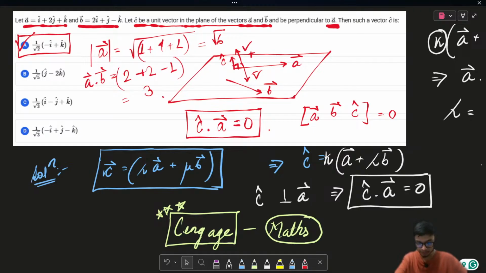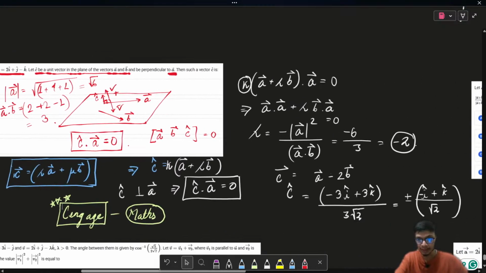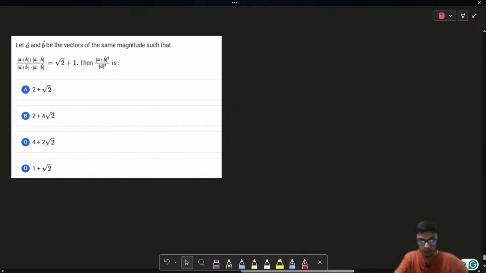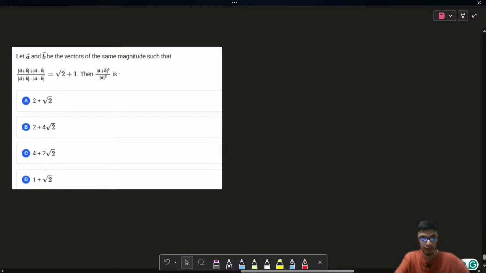I hope this is clear to all of you. So let's move to our next problem. The next problem is on your screen. I hope it is visible. It's quite an important and interesting problem, and you have to apply some results of ratio and proportion in order to solve it. Please try to solve this problem.